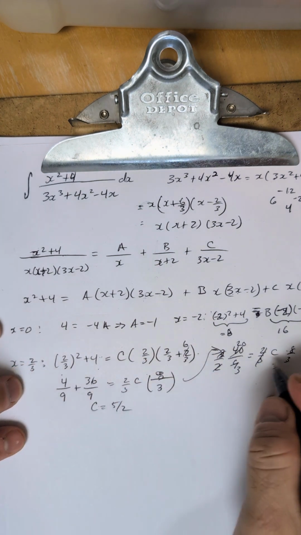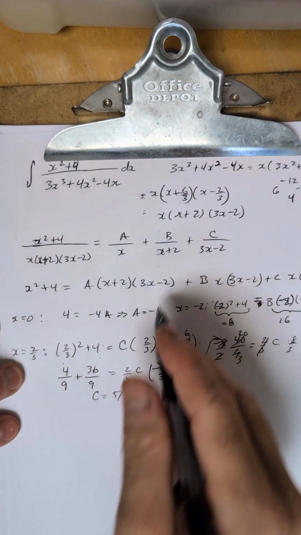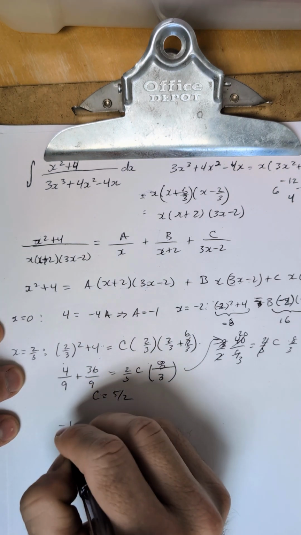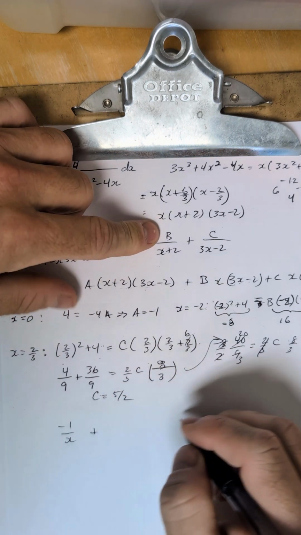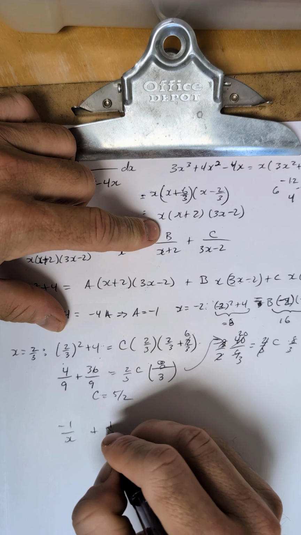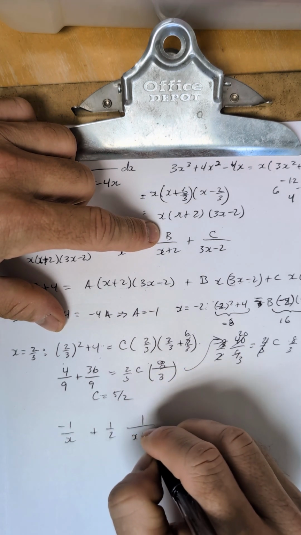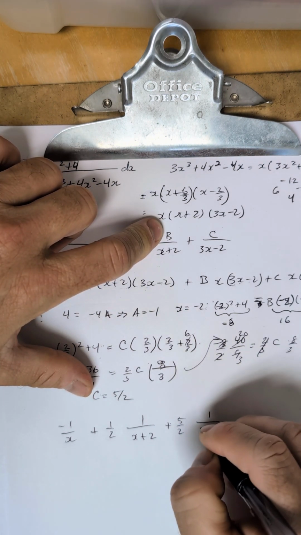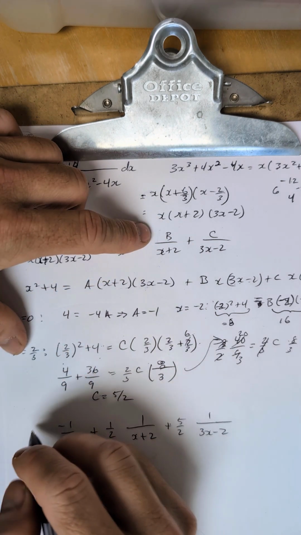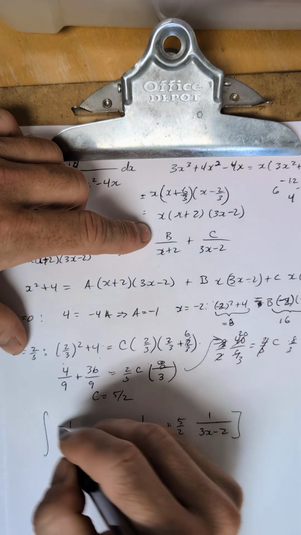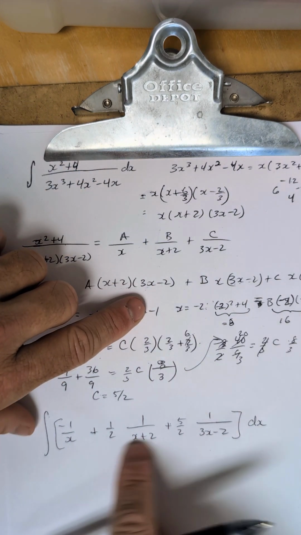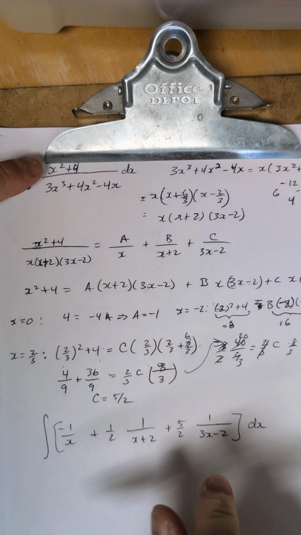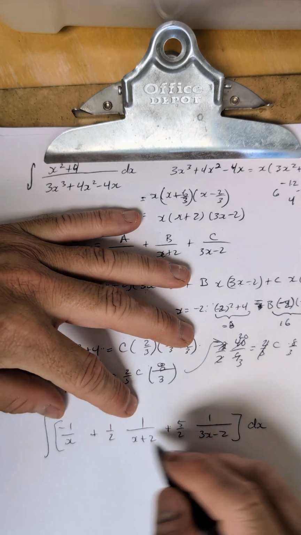Okay, now that we have our constants here, we can take these values and plug them in here. So I get A is negative 1 over x, plus B was 1/2, 1 over x plus 2, and then C was 5/2, so plus 5/2, 1 over 3x minus 2. Now we're going to integrate all of these terms, dx, which is the equivalent form of this integral. And then the final result is to integrate each of these individually.